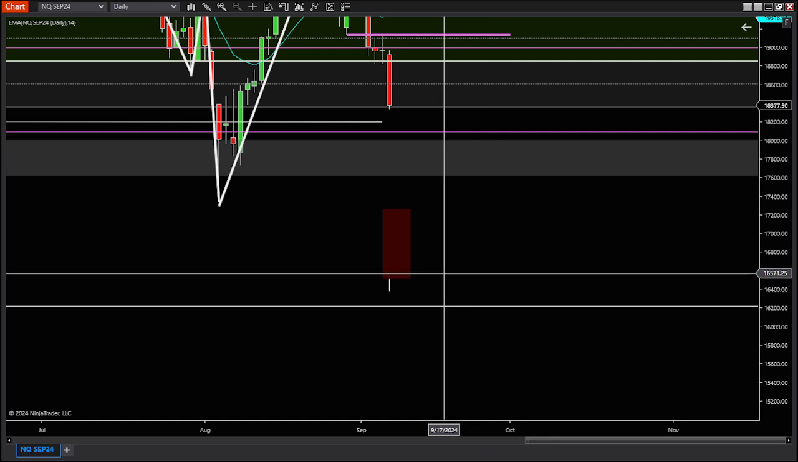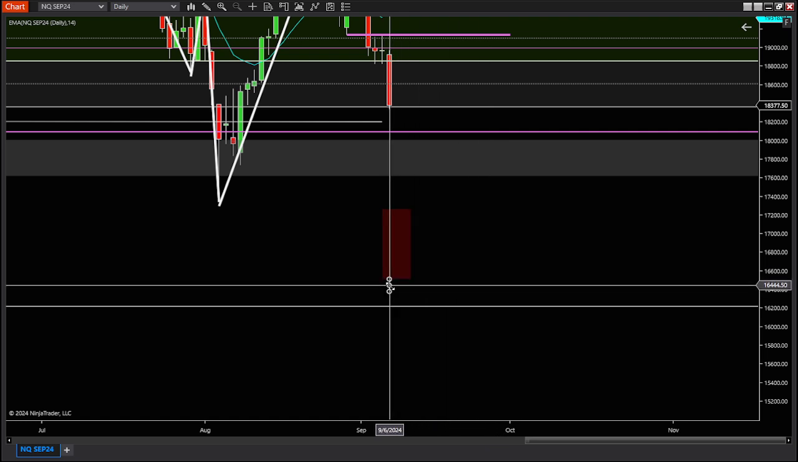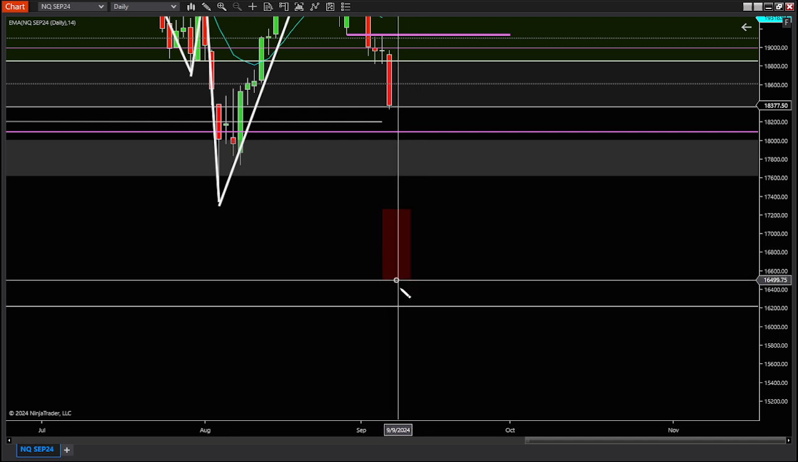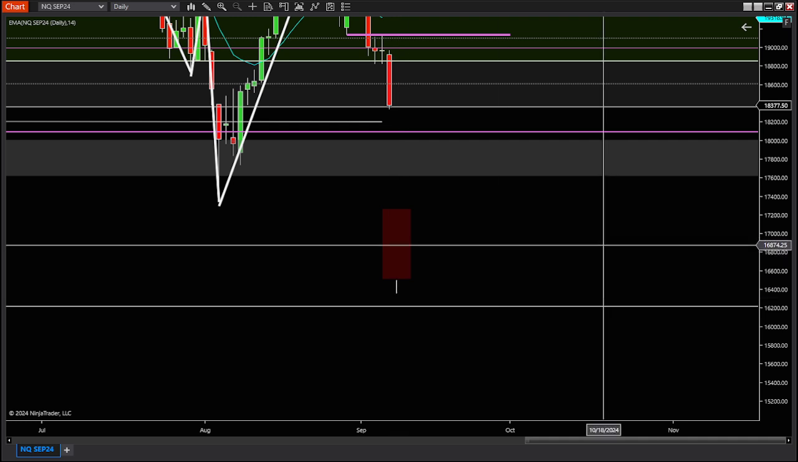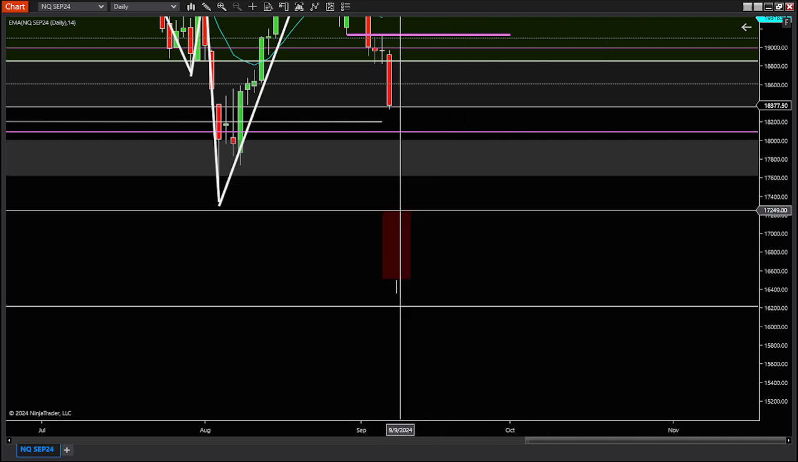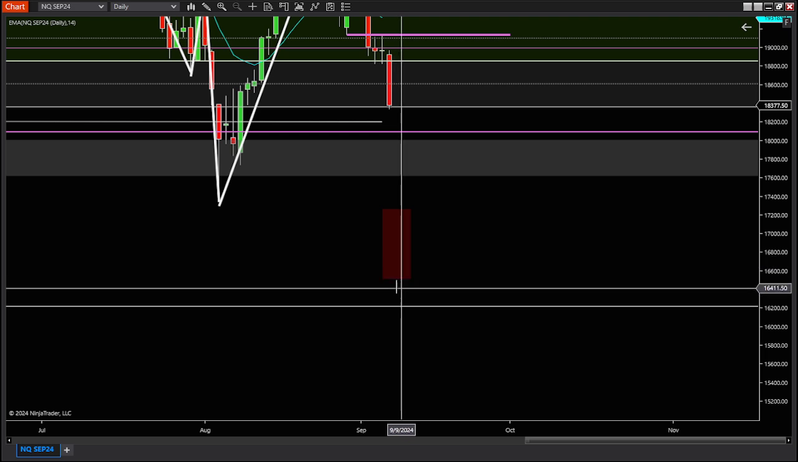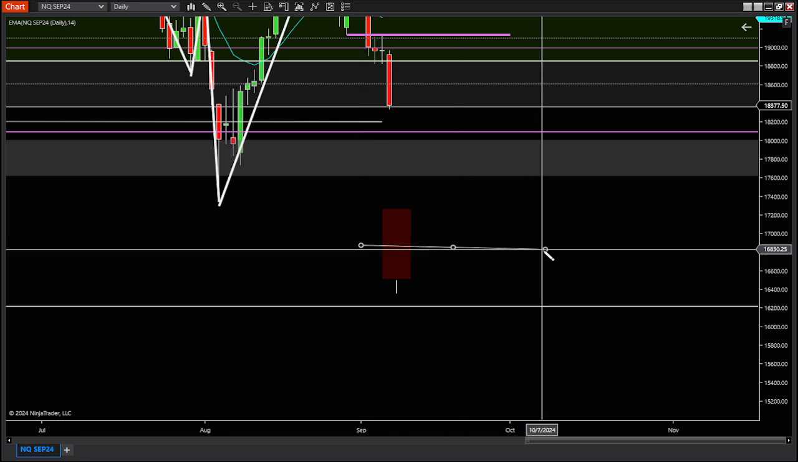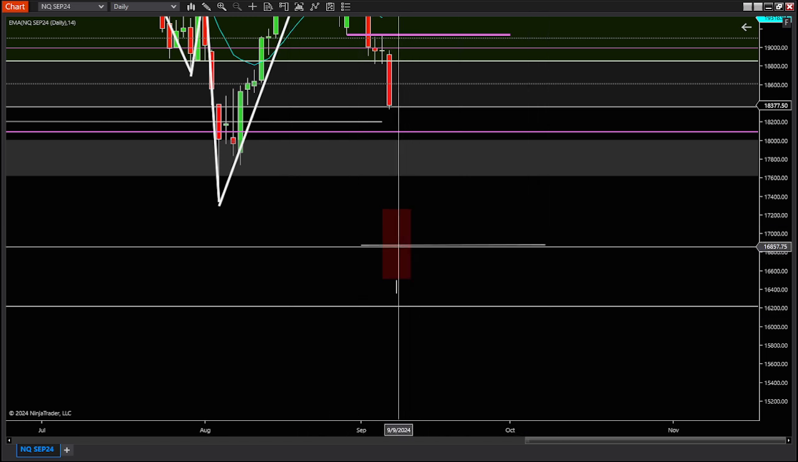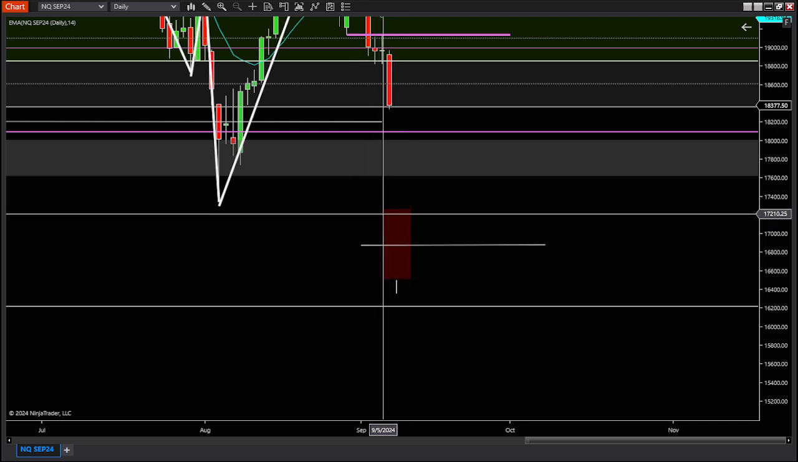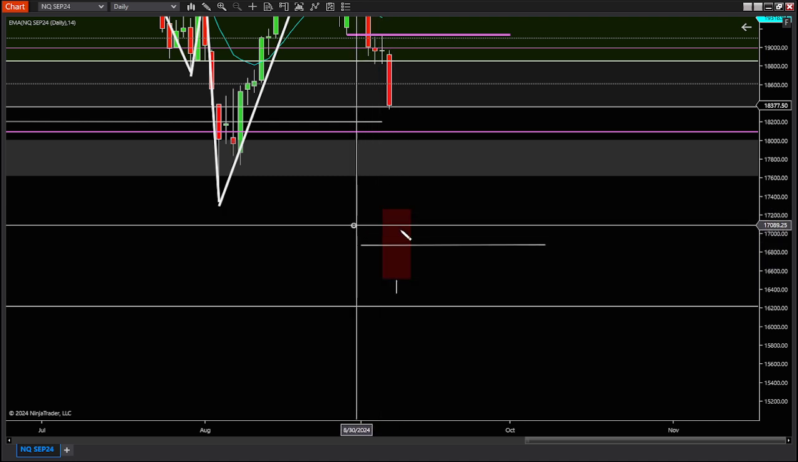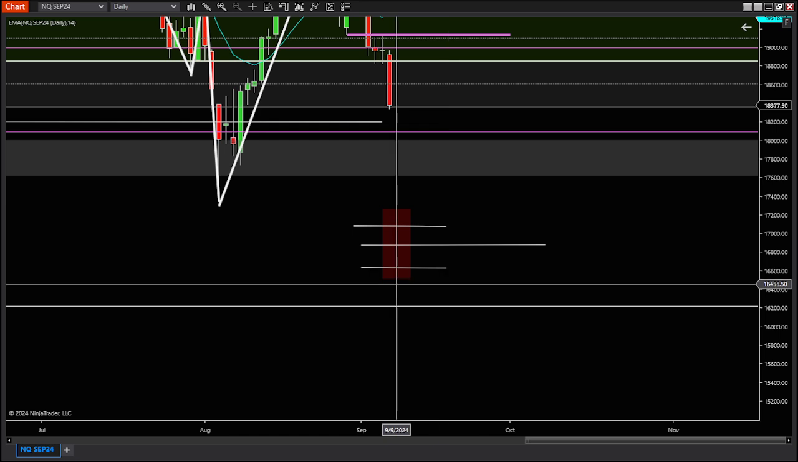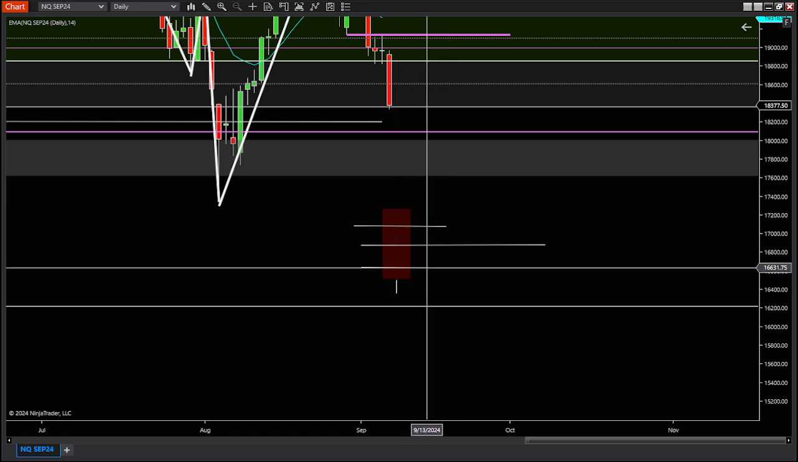We'll say that's the wick. For some reason it doesn't want to bring it over for me. Let's see if we can do it right here. There we go. Is this a strong close? Yes. We're closing majority of the candle. If you take the candle and split it in half, we're closing below 50% of the candle. If you split it into quarters, we're closing below 3/4 of the candle.